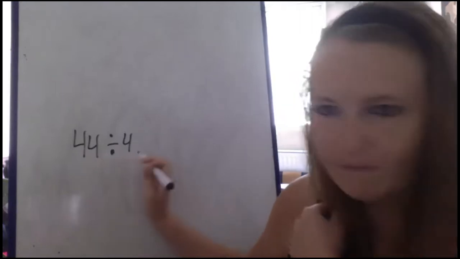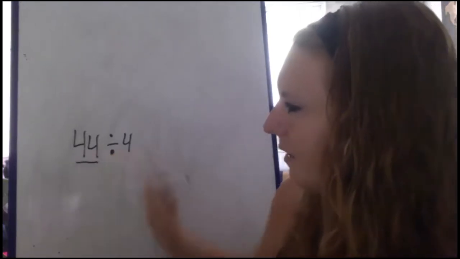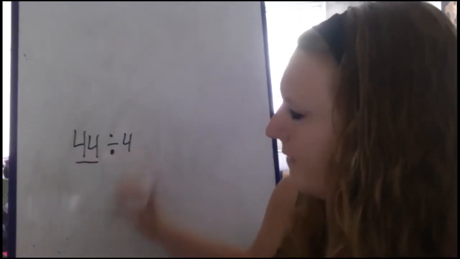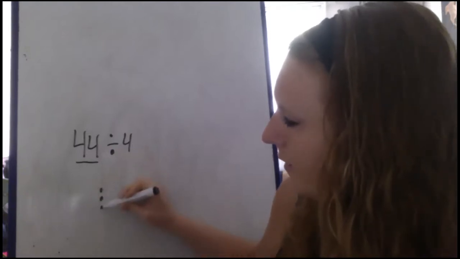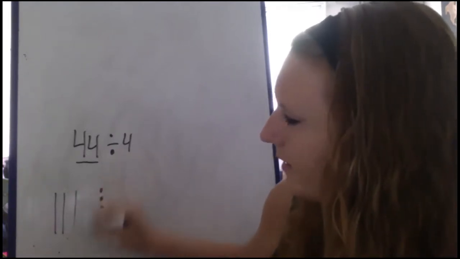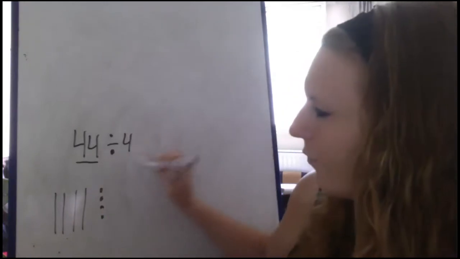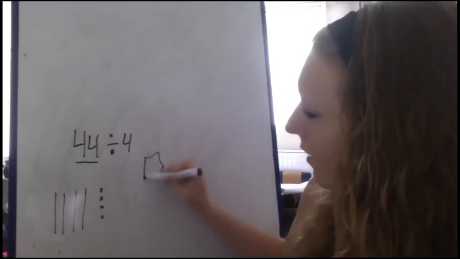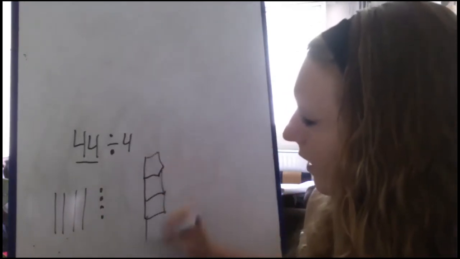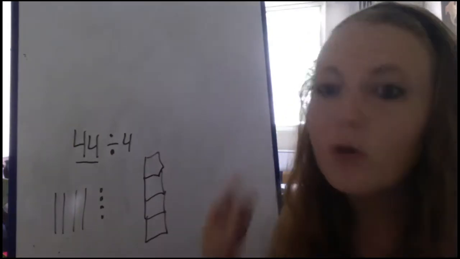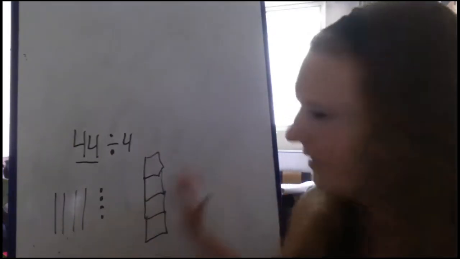I have 44 divided by 4. Now, similar thing, I'm going to draw my dividend. So 4 ones and 4 tens. And this time I have groups of 4. So 1, 2, 3, 4. Start with your tens. I have 4 tens and 4 groups.